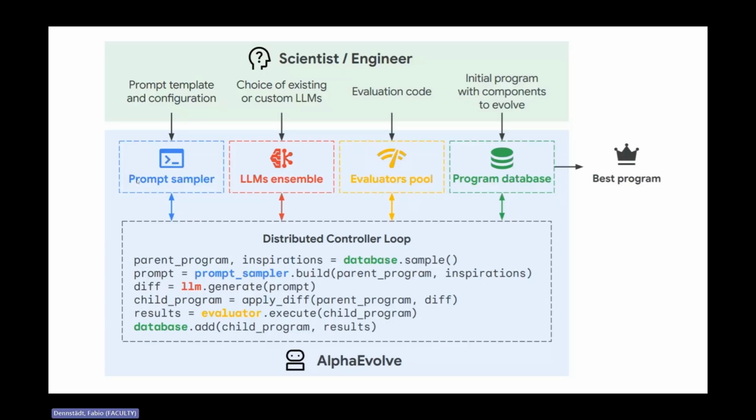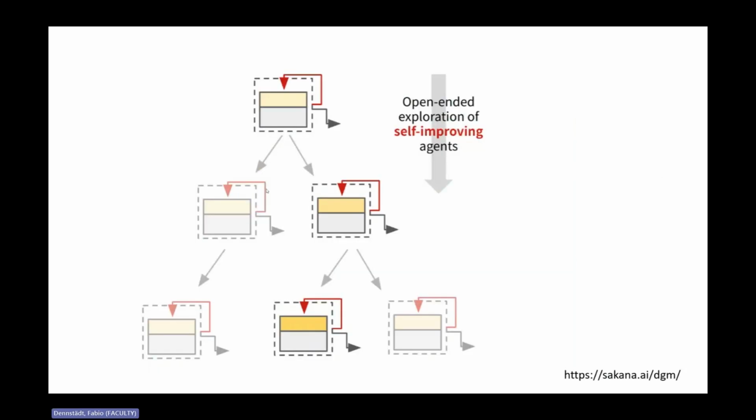And you have some framework where the LLM is then asked to solve a problem that is defined by the user and to write computer code to solve this problem. And this computer code is then executed and the performance is evaluated. And at the same time, you create these branches.